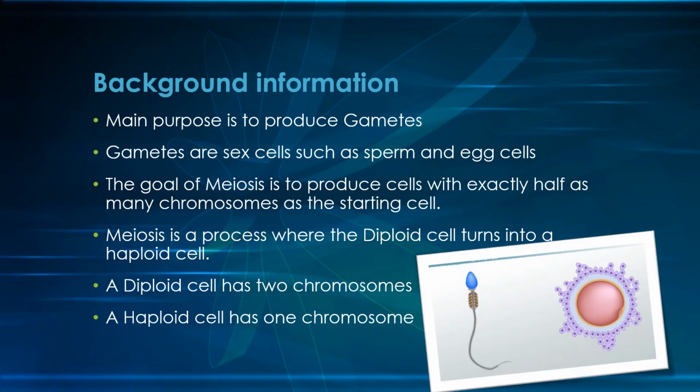Background information. There is only one purpose of meiosis, and that is to produce gametes. Gametes are sex cells such as sperm and egg cells. The goal of meiosis is to produce cells with exactly half as many chromosomes as the starting cell. Meiosis is a process where the diploid cell turns into a haploid cell. A diploid cell has 2 chromosomes while a haploid cell only has 1 chromosome.